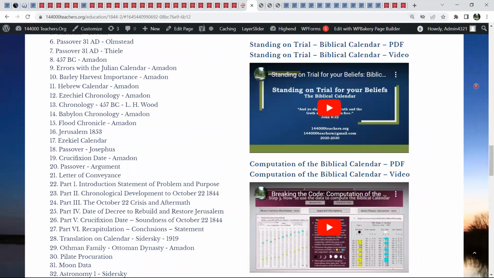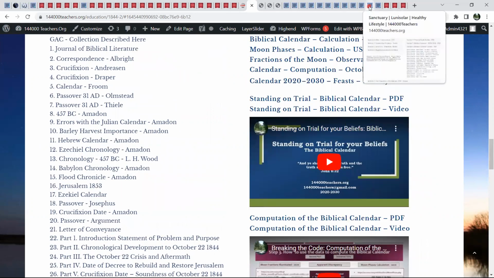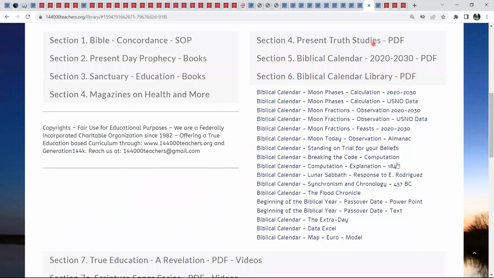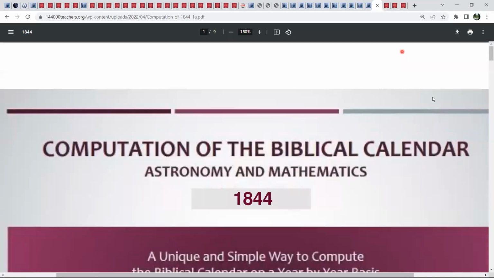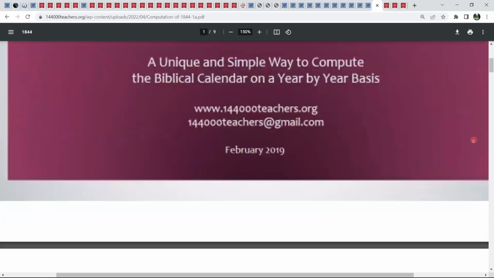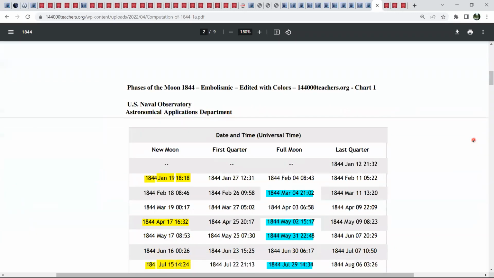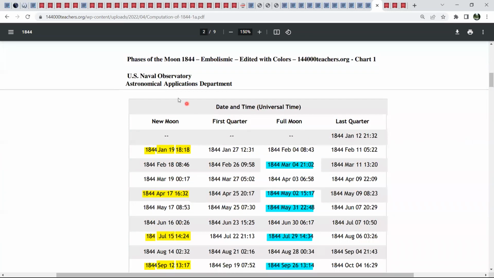So this is directly related to what we're going to show you now, which has to do with the computation of 1844, which we have done for you. And you can go back to it. And again, 1844 was not a common year. It was an embolismic year. And we show it again here, same method, using the USNO observatory. This is universal time. This is what the Millerites would have used.